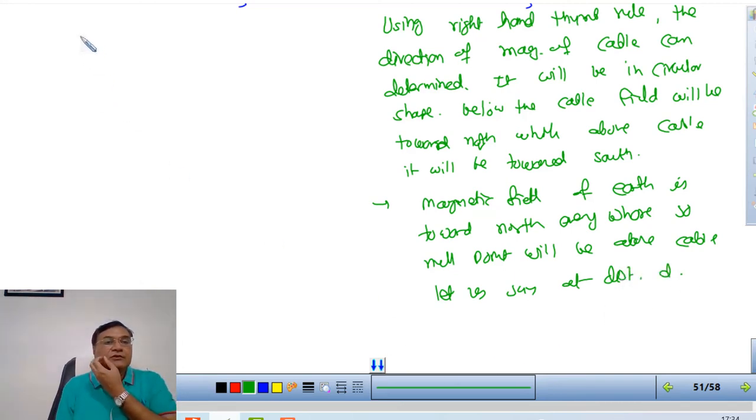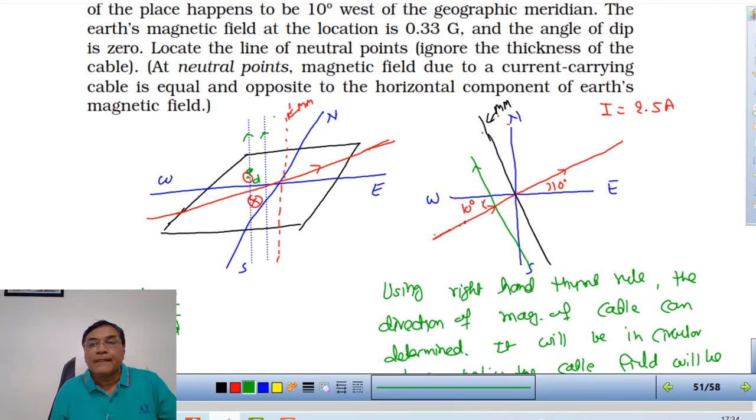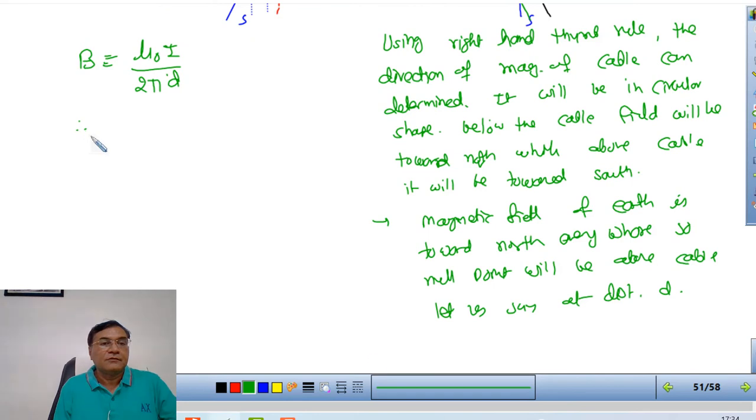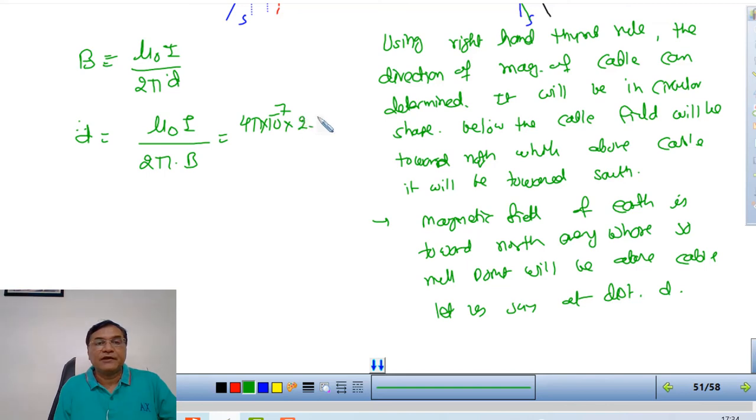Now we use the formula. B is equal to, what is the formula of the magnetic field because of the cable? Mu 0 I upon 2 pi d for a long wire. Remember, here we said d, and I have to find d. So d is equal to mu 0 I upon 2 pi B, 4 pi into 10 raised to minus 7, I is, I think, 2.5 ampere.